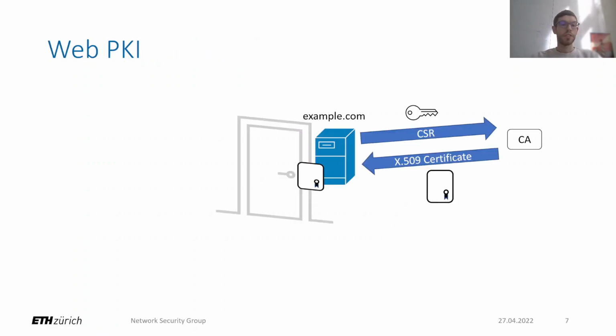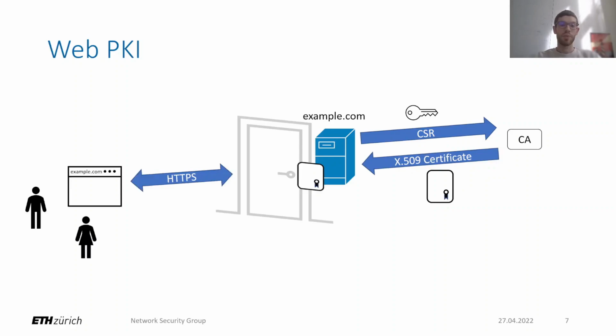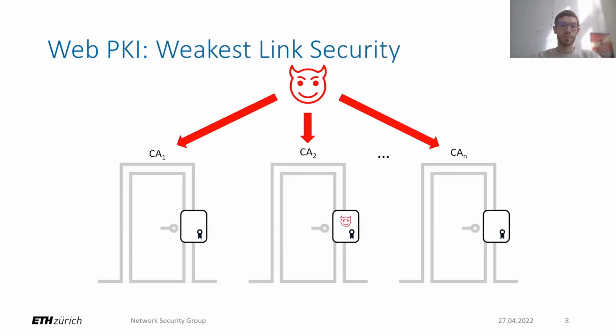Here we show a typical HTTPS request in the Web PKI. The domain owner of example.com sets up a web server, generates a certificate signing request and sends it to a CA. The CA replies with the certificate and the domain owner installs it on the server. The client visits example.com and the browser establishes an HTTPS connection with the web server. The browser verifies the validity of the certificate and then shows a green browser bar to the user, indicating a secure connection.